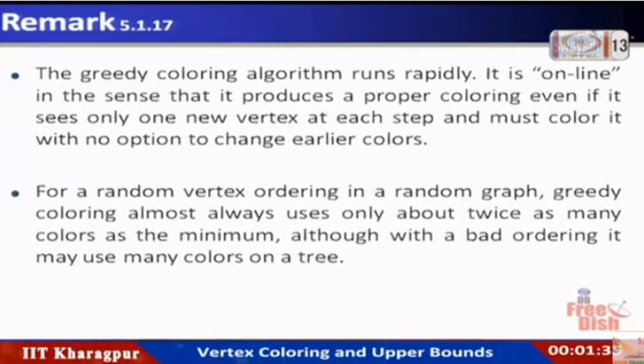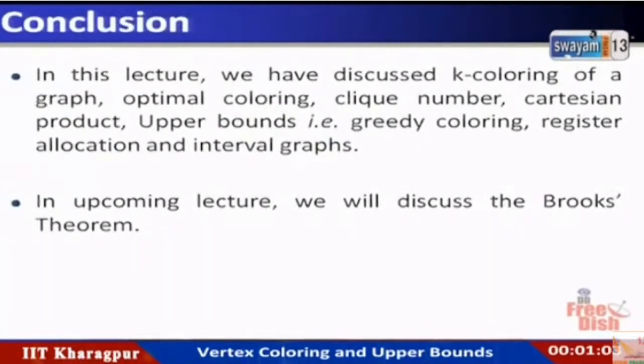Now a remark: the greedy coloring algorithm runs rapidly. It is online in the sense that it produces a proper coloring even if it sees only one new vertex at each step, and must color it with no option to change earlier colors. For a random vertex ordering in a random graph, greedy coloring almost always uses only about twice as many colors as the minimum, although with a bad ordering, it may use many colors on a tree.